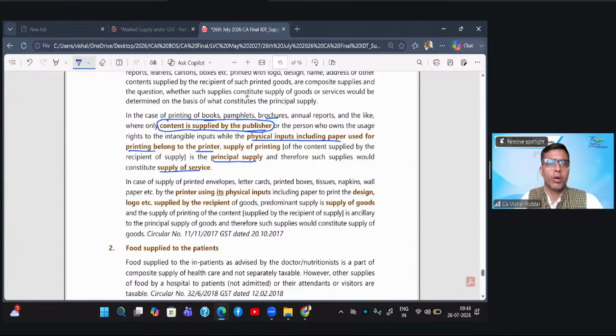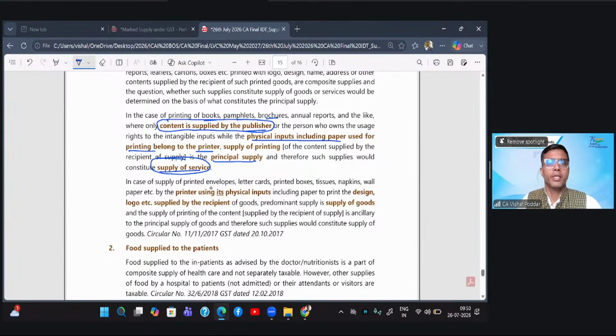I am the owner of the content and I have the IPR rights of the contract. In such a case, I have the intention of getting the content printed. My intention is not getting the paper. Paper is the medium so that my content can reach out to people. But my intention in this is to get the printing service from the printer. Hence, it is to be treated as supply of service.